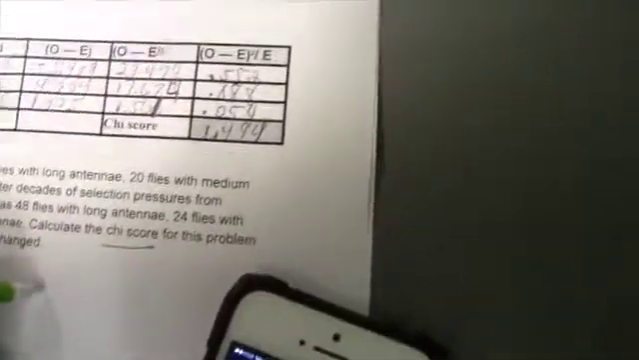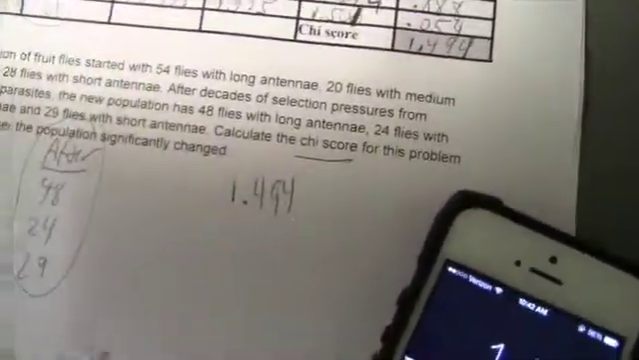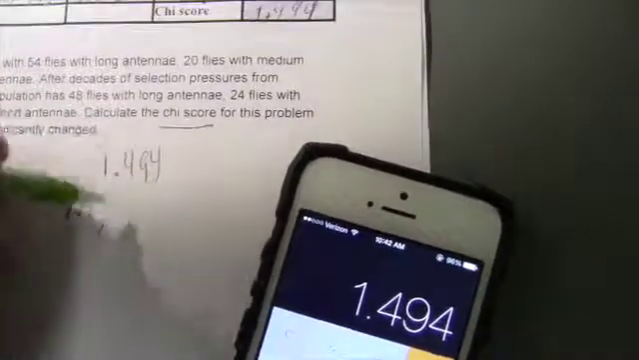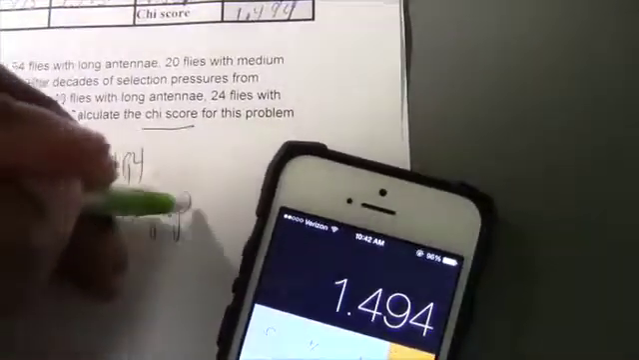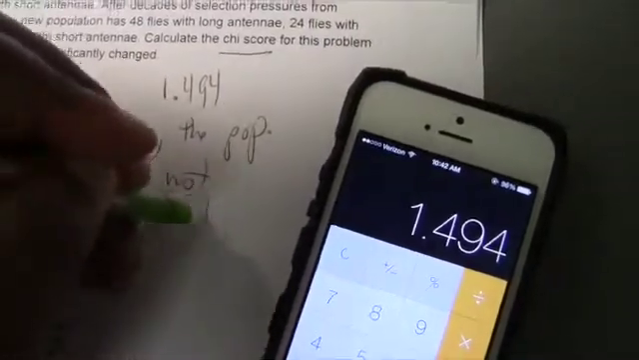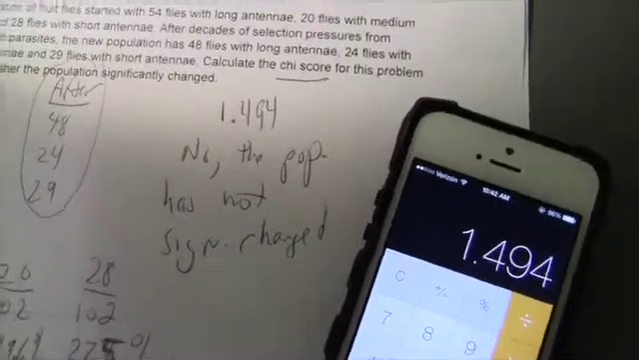So calculate the chi-score, that's 1.494, and state whether the population has significantly changed. No, the population has not significantly changed. Therefore, no evolution, not a significant difference.